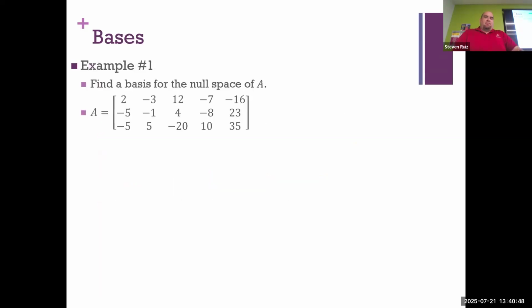But let's talk about how to find some of these things. Let's talk about the null space here. As a reminder, I want to find basically all the vectors v such that A times v equals the 0 vector. What's the order of A? 3 by 5, which means the order of v is what?